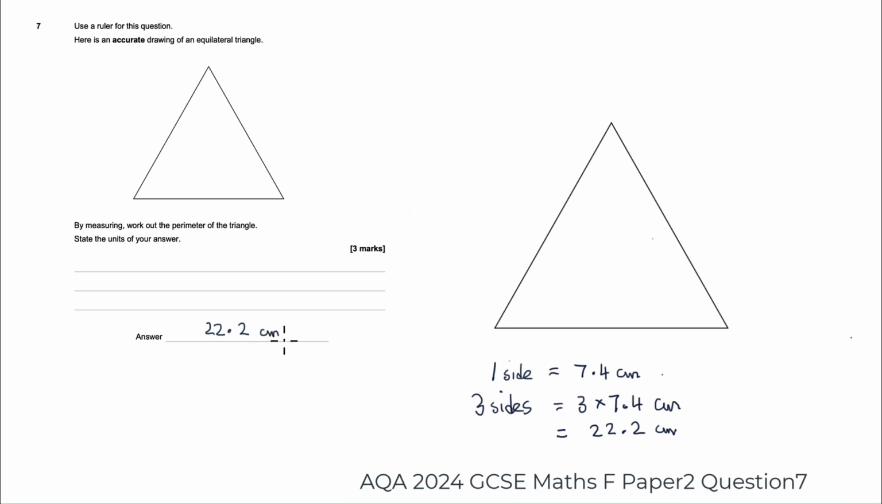Now that centimetre there is important. If you were working in millimetres, it would be 222 millimetres. And you would be saying this is 74 millimetres. This line would be 3 lots of 74 millimetres, and you'd get your calculator to work out 3 times 74, you'd get 222 millimetres.